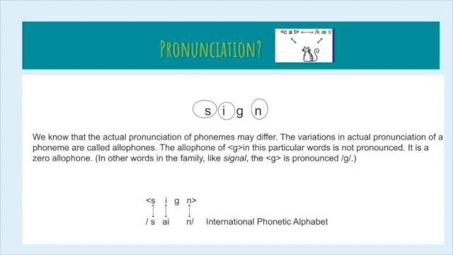We know that the actual pronunciation of phonemes may differ. The variations in actual pronunciation of a phoneme are called allophones. The allophone of G in this particular word is not pronounced. It is a 0 allophone. In other words in the family, like signal, the G is pronounced G.